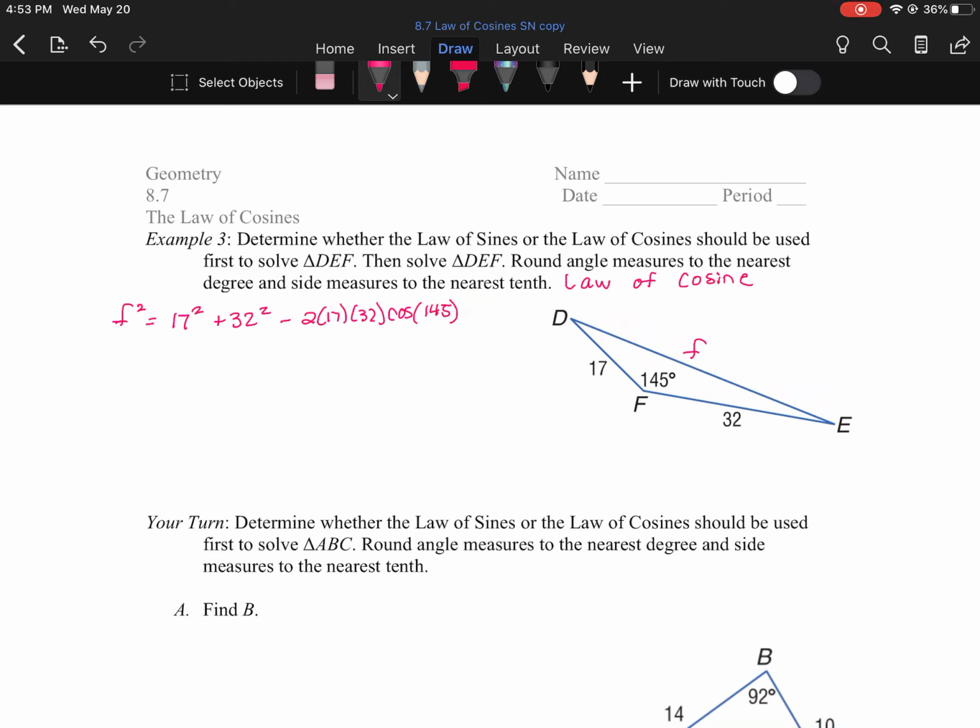You're going to have to bear with me for this problem because I don't have this one worked out ahead of time. So we get F squared is equal to 289 plus 32 squared, which is 1024. I'm going to go ahead and add those two together. All right, 2 times 17 times 32 gives us 1088 cosine of 145. And I'm just going to go ahead and figure out what that is, times the cosine of 145.